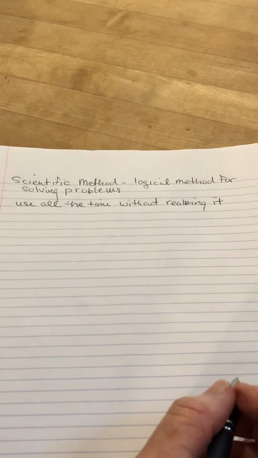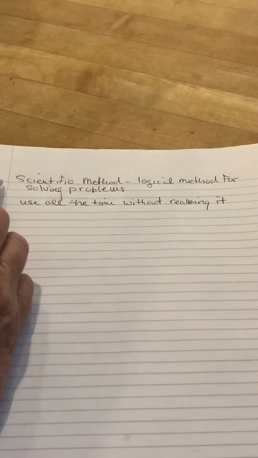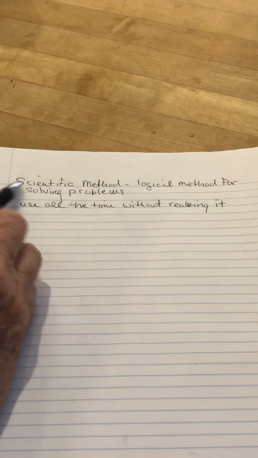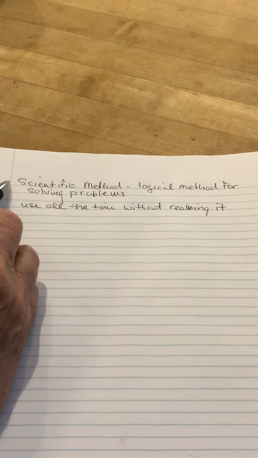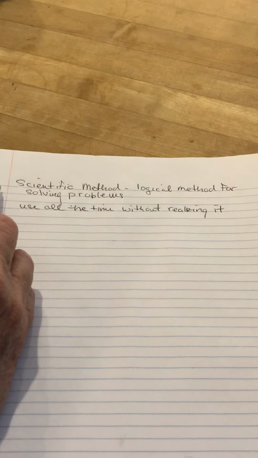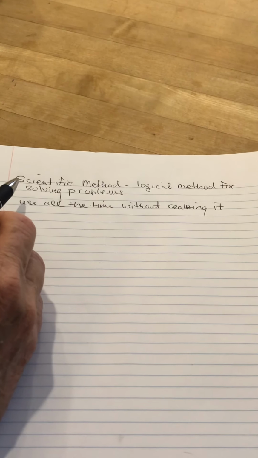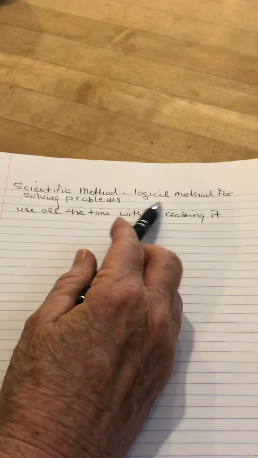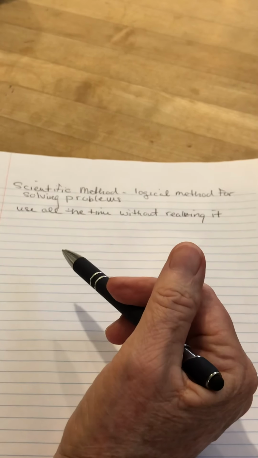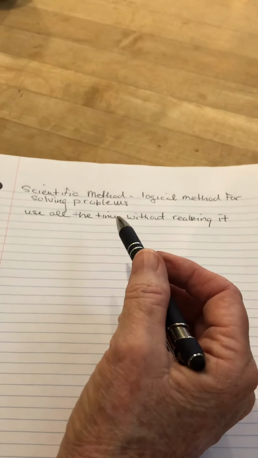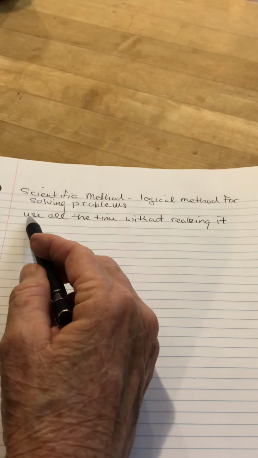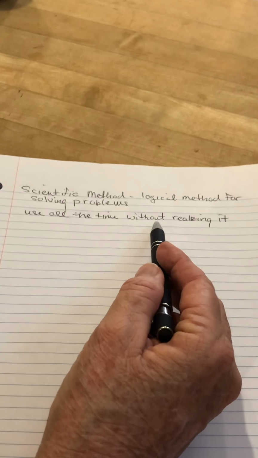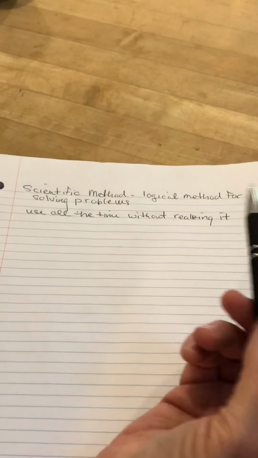We're starting with the scientific method. The scientific method is, in fact, the first thing you'll probably hear in every science class you take. You may have heard it already. Bear with me because you're going to hear it again. The scientific method is actually just a logical method for solving problems. You may not realize it, but it's something you use all of the time, oftentimes without realizing it.